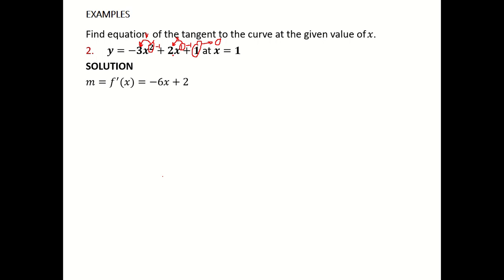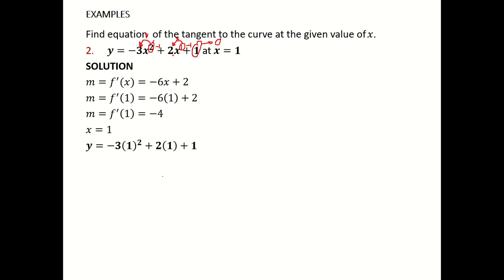Then I'm going to take the given x value and substitute it into the gradient formula, and it'll give me the gradient of the tangent at x is equals to 1, which is -4. I do have the x coordinate, I'm missing the y coordinate. How do I find the y coordinate again?